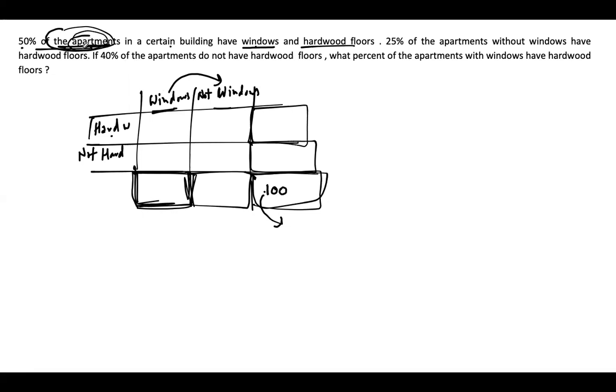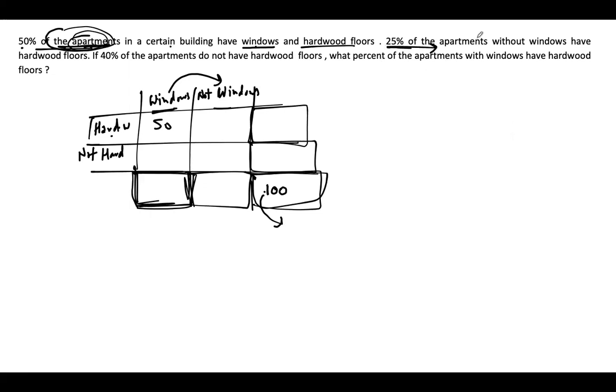So I'm assuming the total number of apartments as 100. And 50% of these apartments have windows and hardwood floors. So where should I write 50% of 100? The first square: windows, hardwood floors. 50% of 100 is 50.